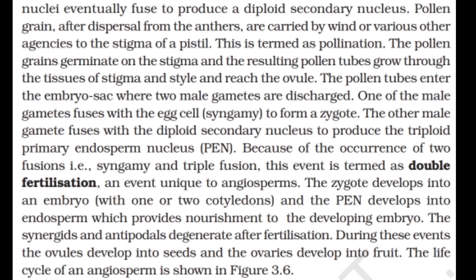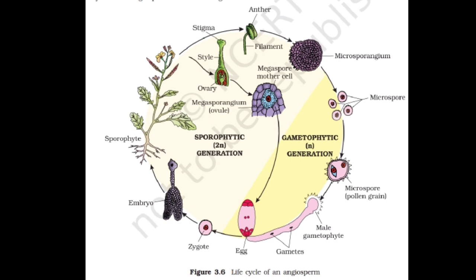Because of the occurrence of the two fusions, that is syngamy and triple fusion, this event is termed double fertilization, an event unique to angiosperms. The zygote develops into an embryo (with 1 or 2 cotyledons) and the PEN develops into endosperm, which provides nourishment to the developing embryo. The synergids and antipodals degenerate after fertilization. During these events, the ovules develop into seeds and ovaries develop into fruit. The life cycle of an angiosperm is shown in Figure 3.6. Figure 3.6 Life cycle of an angiosperm.